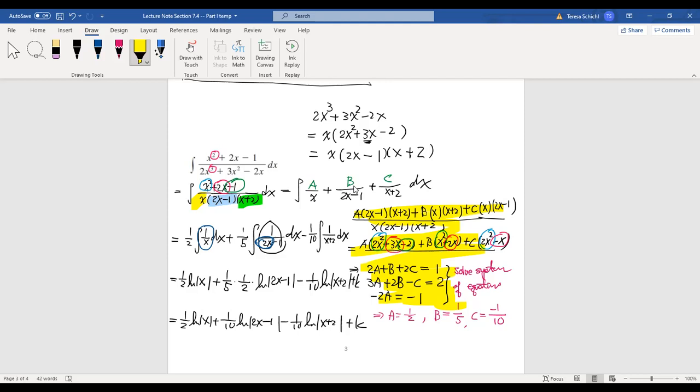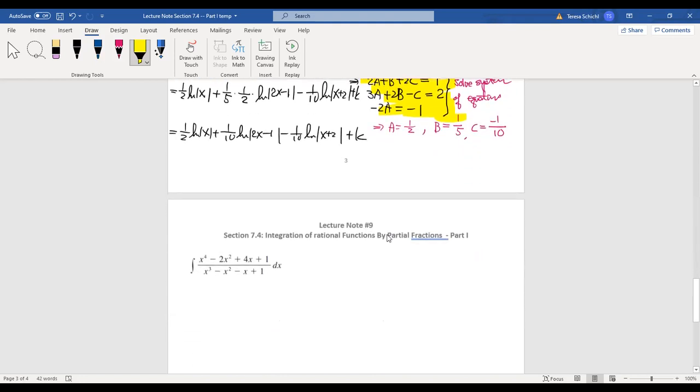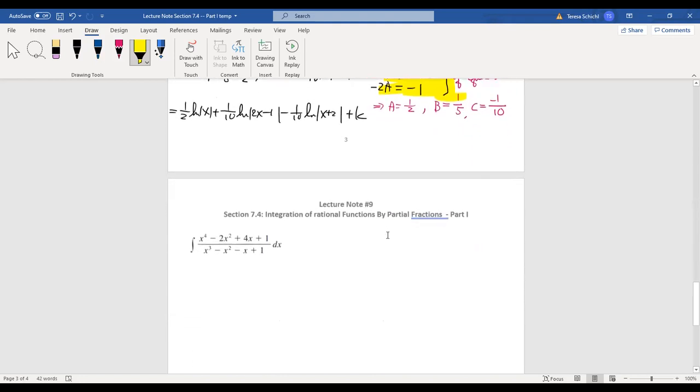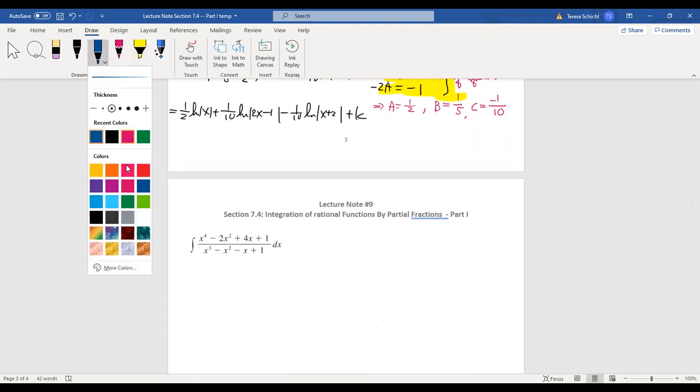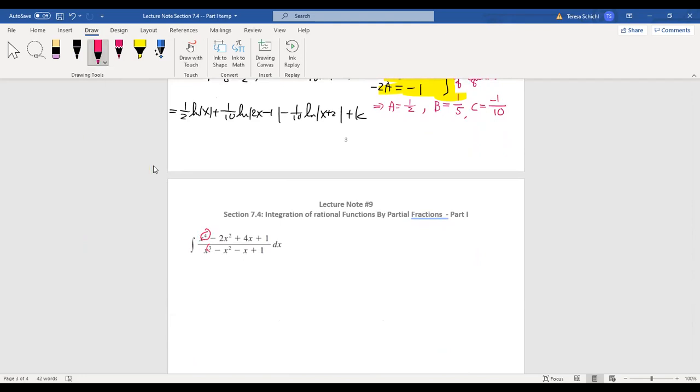All right, so let's take a look at our last problem here. Whoa, this problem, let's see. Okay, it's another very tedious algebra part. So this is x^4 over x^3. Okay, so the top is bigger than the bottom, so what I need to do is long division, right?